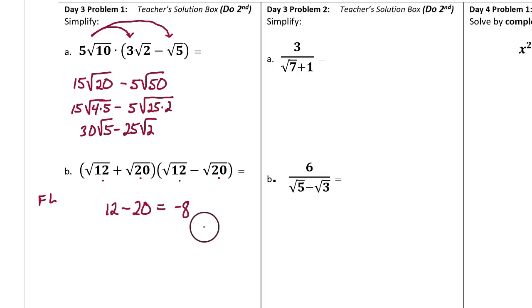Now day 3, problem 2. Let's simplify. Well, what do we have here? We have a radical in the denominator. So that's when you rationalize the denominator. Times top and bottom by the conjugate of that denominator. The conjugate is the square root of 7 minus 1.